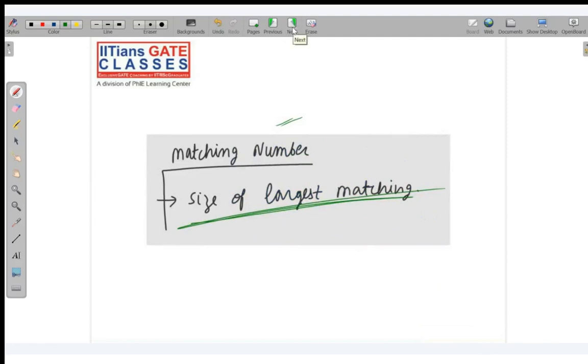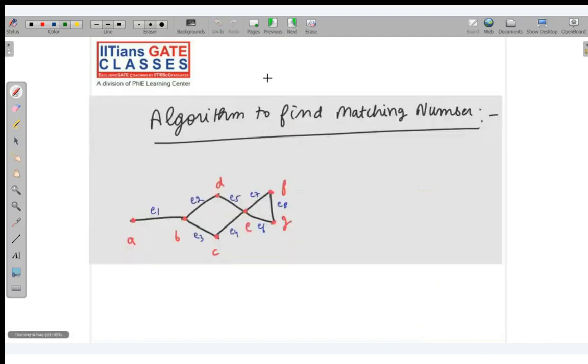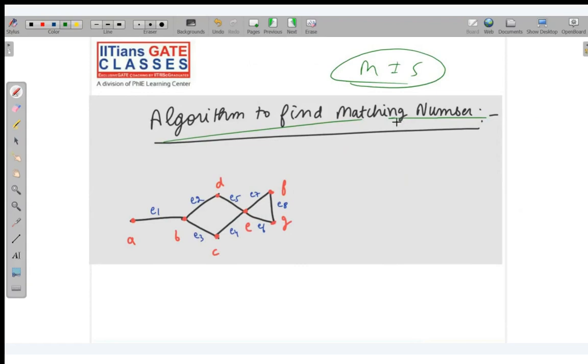Okay, so what is the algorithm to find matching number? Which edges should you attack first? That is common sense, just like your maximal independent set. We were trying to attack those vertices which were adjacent to very few vertices. Same is the scenario here. You can attack E1 first because with E1 only two edges are there. With E2 two edges are there, so you can attack anyone. I have attacked E1 first.